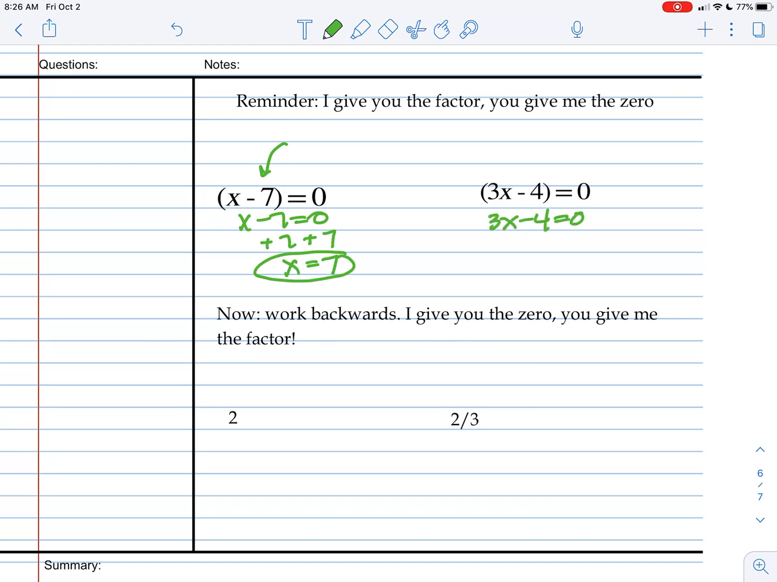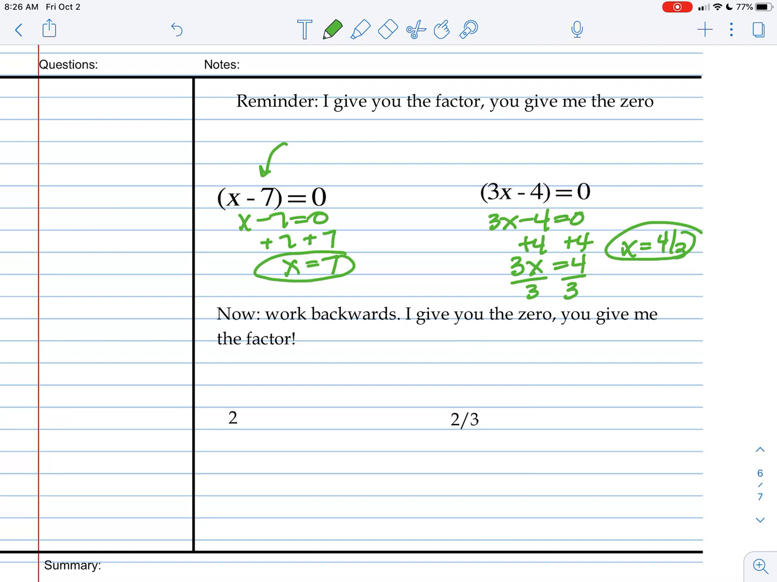And I can't just flip the sign and say it's positive 4. I actually have to solve. So x equals 4 thirds. Okay, so that would be my 0 here. So hopefully that was a reminder to you when you were factoring.